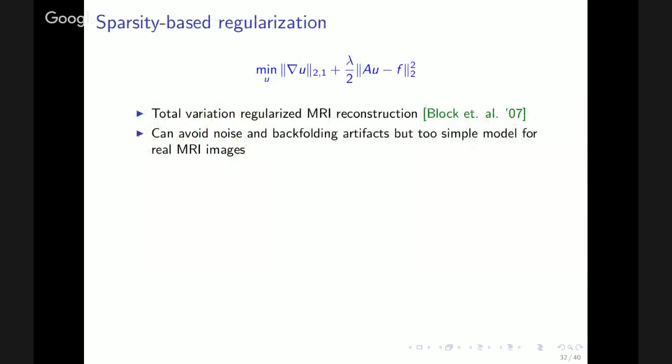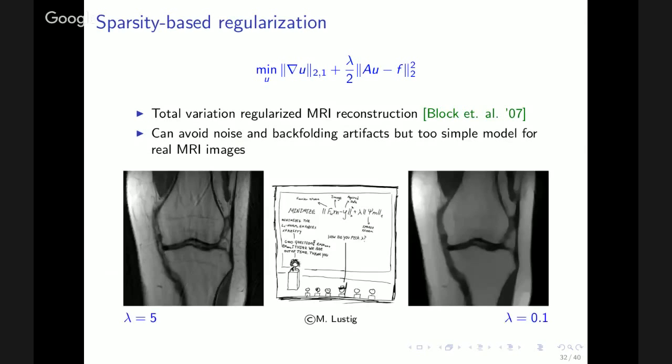And therefore, what people were doing, now we're back again to the total variation, they try to combine the least squares data term we have seen before of SENSE with a regularizer, and the most simple choice is the total variation, so sparsity in the edges. It turns out, yes, it works, so it can avoid backfolding artifacts and noise. But as before, for natural images, the total variation is too simple to give you good images for MRI reconstruction. So for example, if you regularize not enough, so if the data term is too strong, then you still see backfolding artifacts. And if you regularize too much, then you see a cartoonish image like this one here.